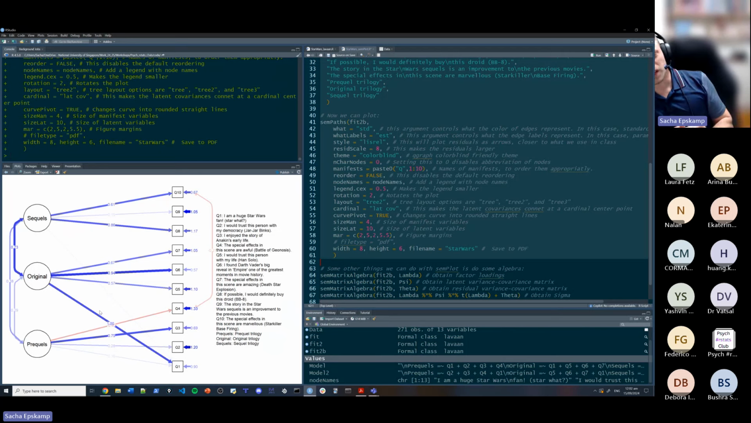So this is not really intended to be a publishable diagram to show the model that you want to do. That should be something that you make beforehand. It's intended as a visualization of results.